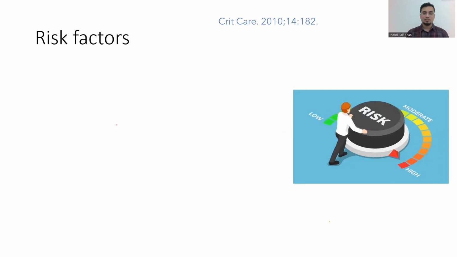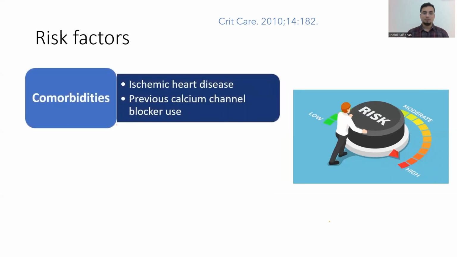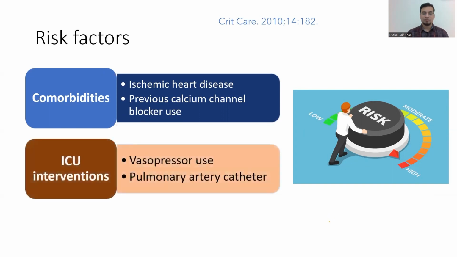Then there are some comorbidities like ischemic heart disease or previous calcium channel blocker use. These two are very important comorbidities contributing to atrial fibrillation. Then in ICU, some interventions, like if the patient is on arrhythmogenic vasopressors like dopamine or dobutamine or even epinephrine. So these are arrhythmogenic vasopressors. And pulmonary artery catheter is also one of the important risk factors.